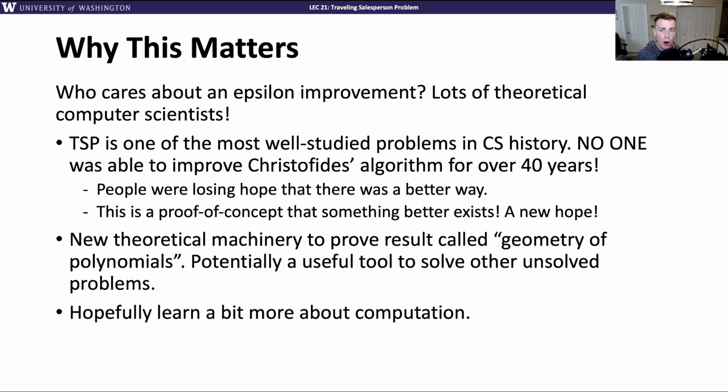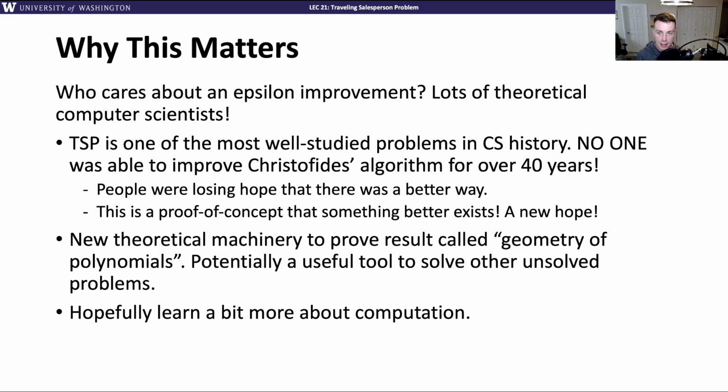like what things are and aren't possible to compute. And so this actually does give another avenue to explore what might be the fundamental limits of computation, even if it's just in this traveling salesperson context, but more broadly too, questions of what we can and what we can't compute efficiently. So that's why this matters.